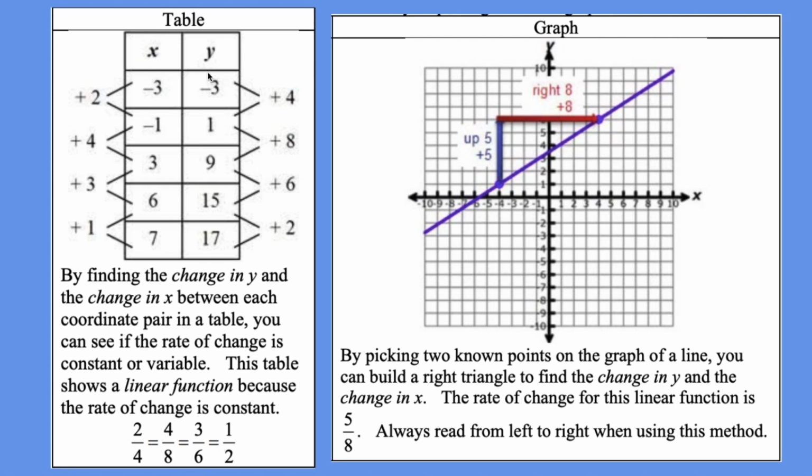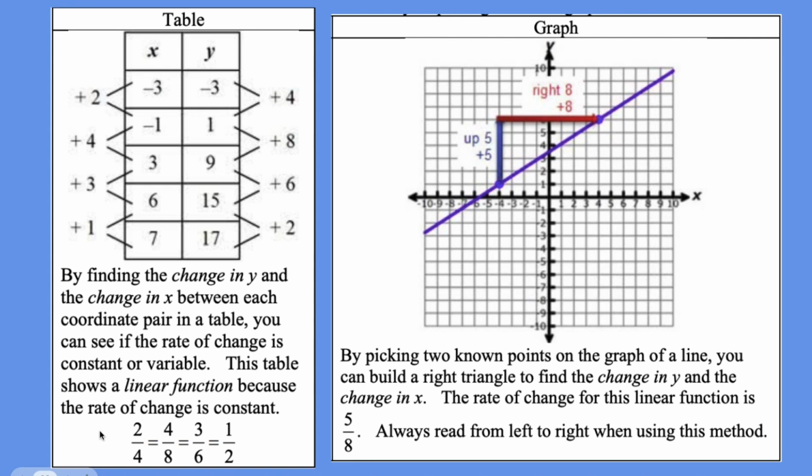First they did the x's: +2, +4, +3, and +1. That's the relationship between these coordinates. And then here, +4, +8, +6, and +2. And then they put the x's over the corresponding y's. So 2 over 4 equals 4 over 8 equals 3 over 6 equals 1 over 2.